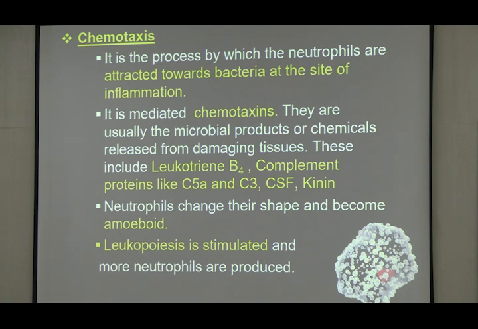I said the complement system will be involved. So these are the complement system: C5a, C3, and some other components, leukotriene B4. They will be involved. Whenever this process happens and chemotoxins are liberated, immediately my bone marrow starts making new soldiers. New soldiers means new neutrophils.